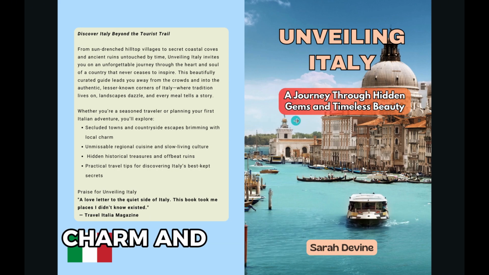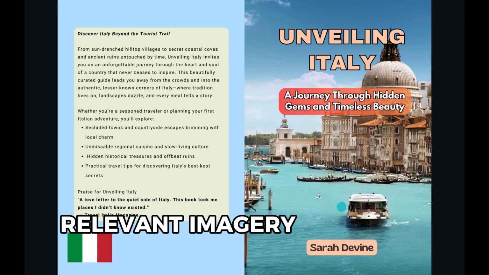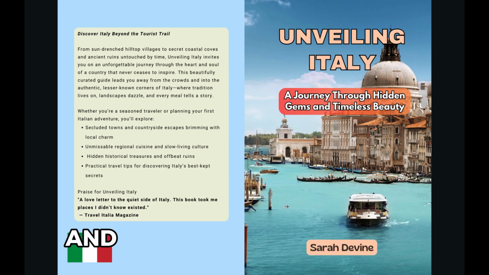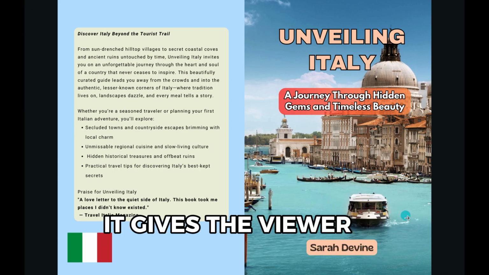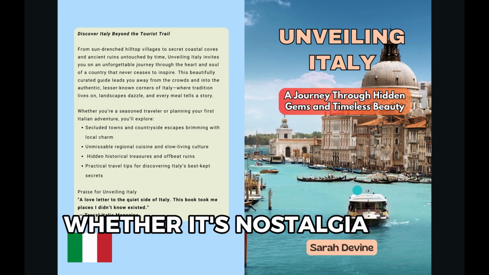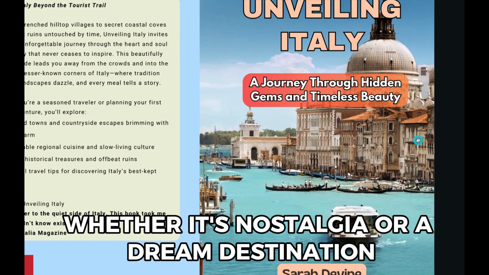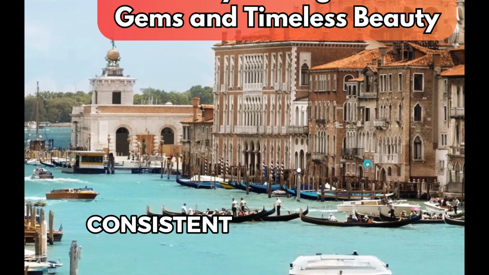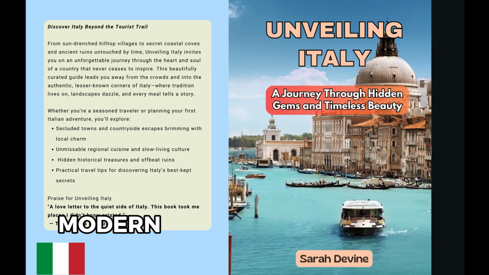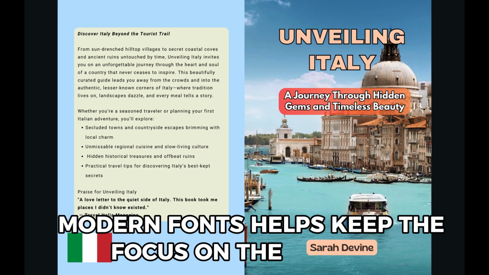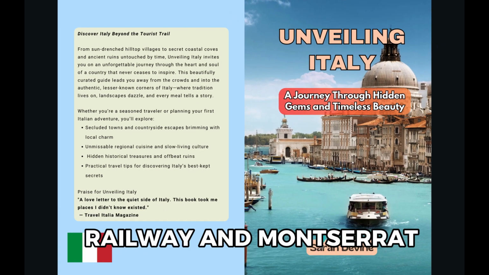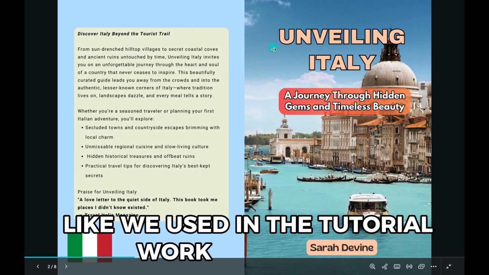Travel, charm, and beauty. Beautiful, relevant imagery. The photo of Venice is stunning and instantly recognizable. It gives the viewer an emotional connection, whether it's nostalgia or a dream destination, and it screams quality. Consistent font choices. Using simple, modern fonts helps keep the focus on the content. Raleway and Montserrat, like we used in the tutorial, work great here.